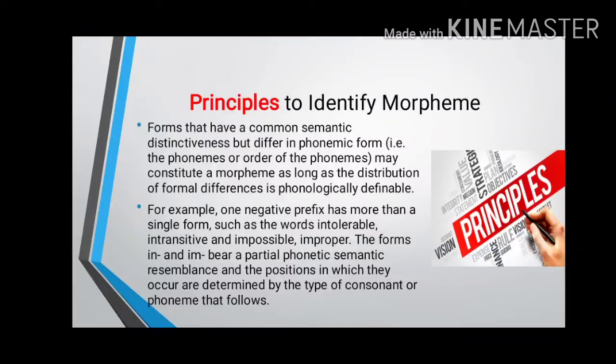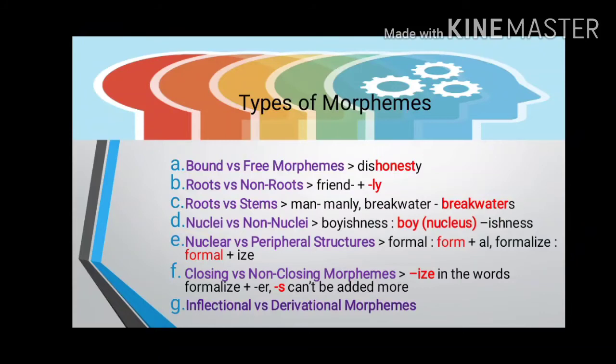For example, one negative prefix has more than a single form, such as in the words intolerable, intransitive, and impossible, improper. The forms in and im bear a partial phonemic and semantic resemblance, and the positions in which they occur are determined by the type of consonant or phoneme that follows.